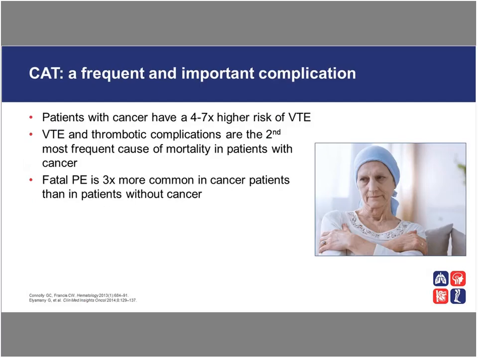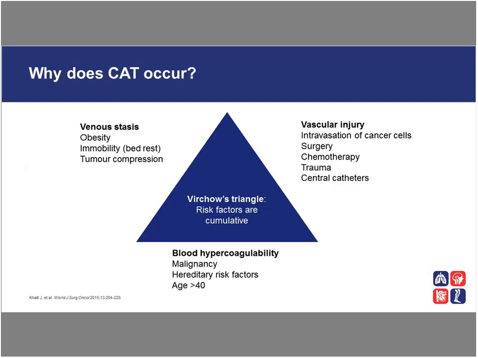So, as we know, cancer-associated thrombosis is indeed a frequent and important complication. Patients with cancer have a 4- to 7-fold higher risk of venous thromboembolism than patients without cancer. Venous thromboembolism and thrombotic complications are the second most frequent cause of mortality in patients with cancer, second to advancing cancer itself, and tied with infection or infectious complications noted in cancer patients. And moreover, fatal pulmonary embolism is 3 times more common in cancer patients than in patients without cancer. So quite an important problem.